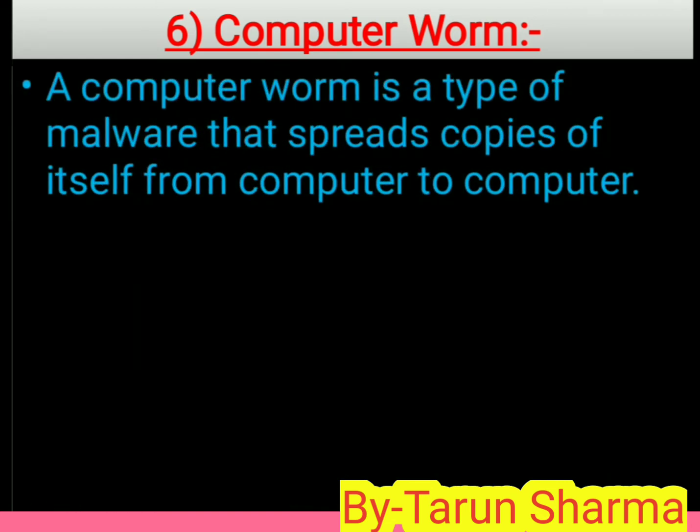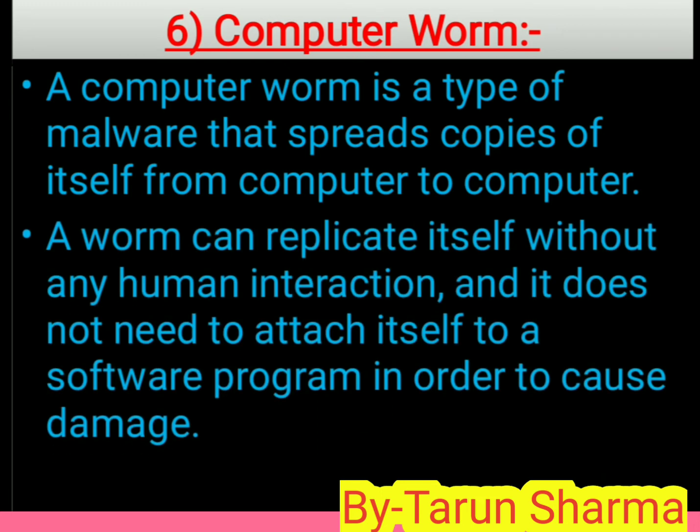A computer worm is a type of malware that spreads copies of itself from computer to computer. A worm can replicate itself without any human interaction, and it does not need to attach itself to a software program in order to cause damage.